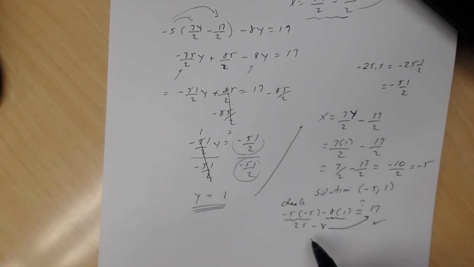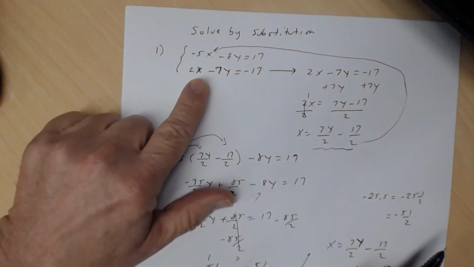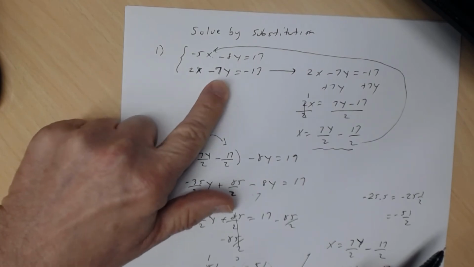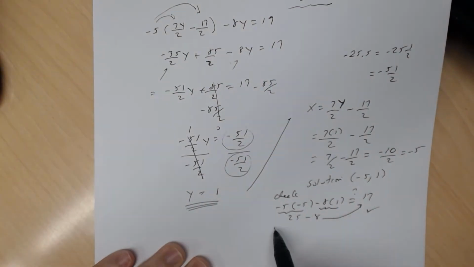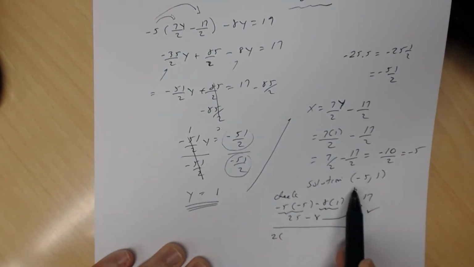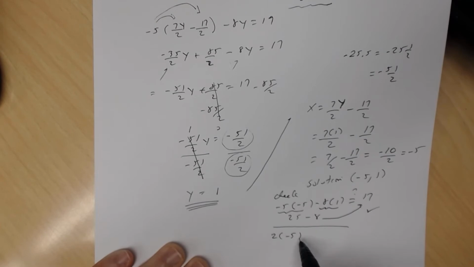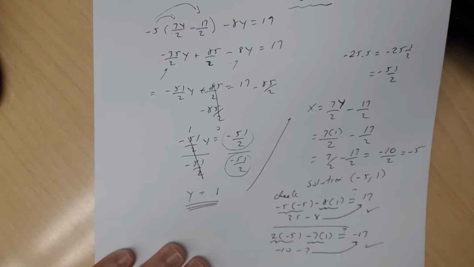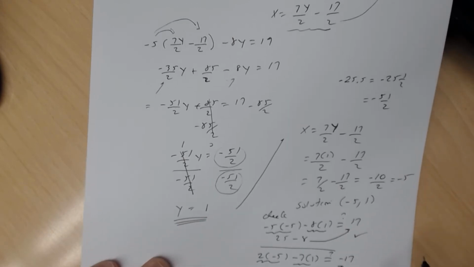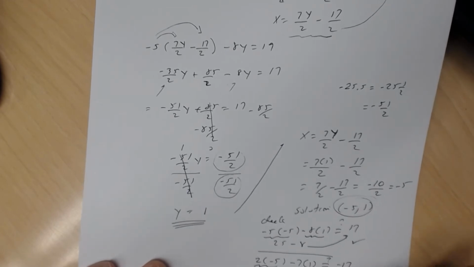All right, now let's check the other one. The other equation was this: 2x minus 7y equals negative 17. So let's check it. All right, so I get 2 times x is negative 5, minus 7 times y is 1, and I want to see if that's going to equal negative 17. Well, 2 times negative 5 is a negative 10, negative 7 times 1 is a negative 7, and negative 10 minus 7 is equal to negative 17. So I found my solution. So this is the solution.